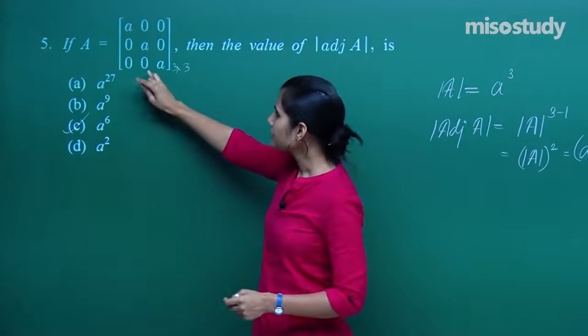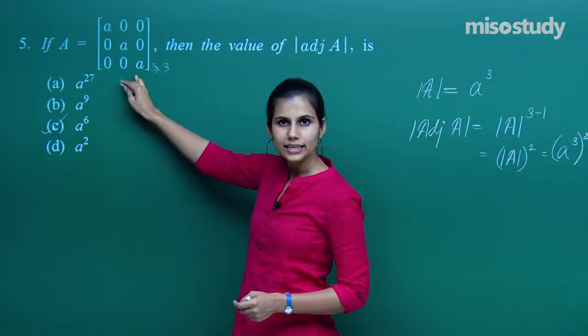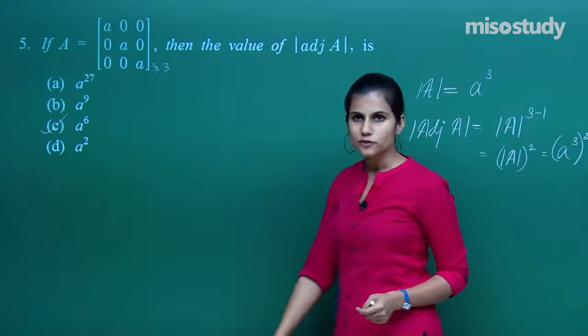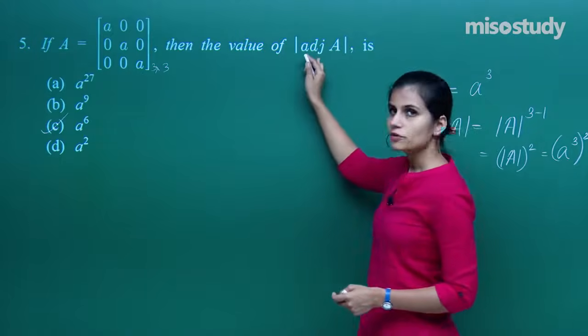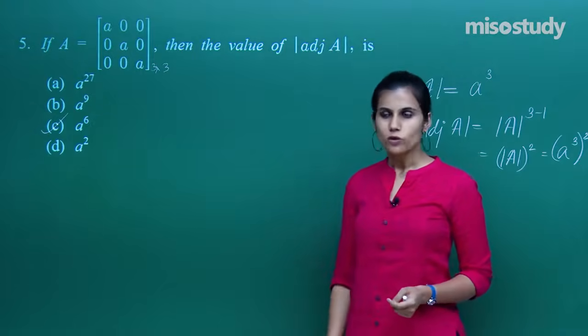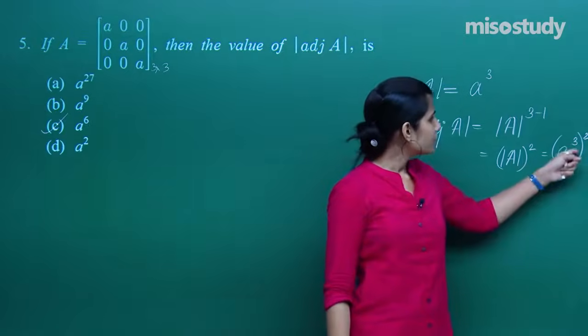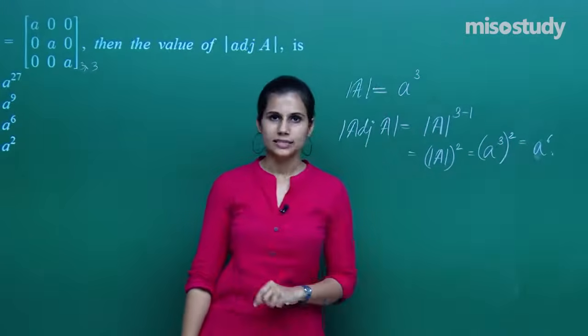Just use the concept that because A is a diagonal matrix, therefore determinant of A is the product of all the diagonal entries. The moment you have determinant of A with you, determinant of adjoint of A is nothing but determinant of A to the power order of matrix A minus 1. Order is 3, so determinant of A to the power 2, that is a cube to the power 2, which is a to the power 6, is the answer.